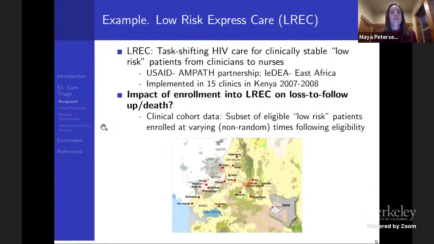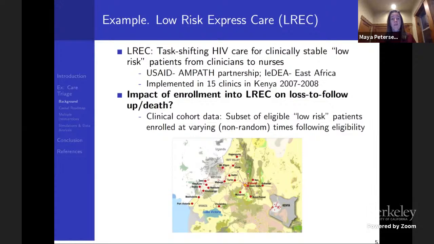So here was the question. This was an example where I wanted to use observational data to understand the impact of a program called Low Risk Express Care. So what's Low Risk Express Care? Again, it's this idea that clinically stable patients or low risk patients could have their care shifted to nurses, and that by doing that, it could be good for everybody involved. So it could free up doctor time to allow them to spend more time with sicker patients, and it could really make sure that lower risk patients may get even better care from the nurses, again, because people have the resources and time to spend with them.